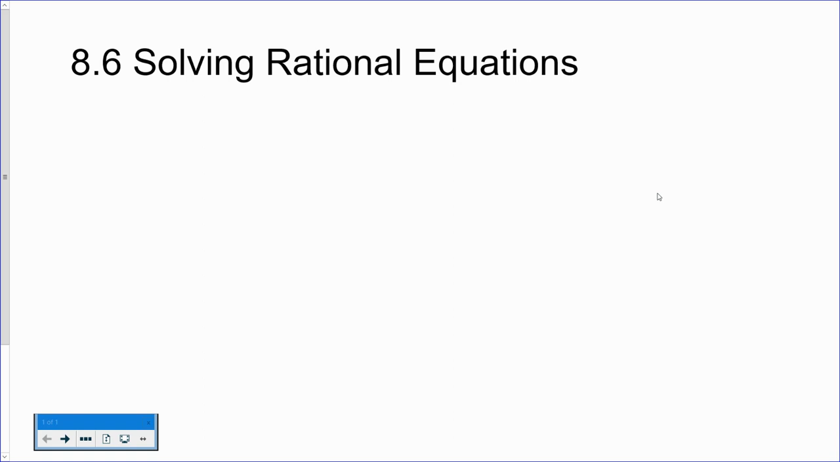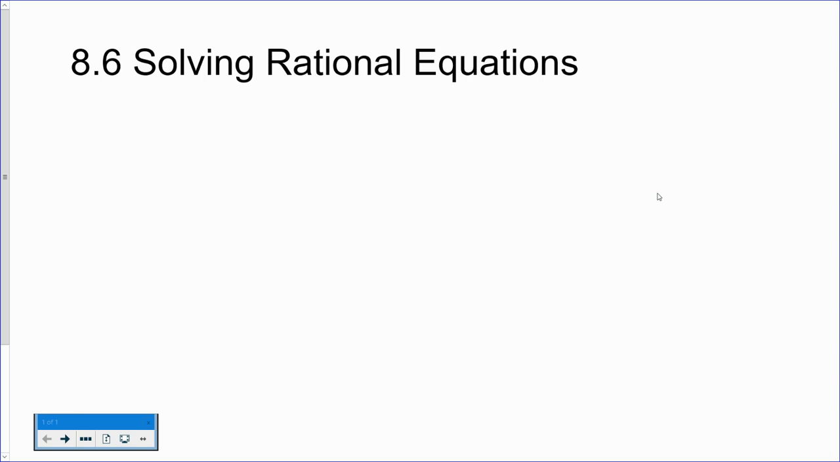Okay, today we're going to do 8.6, solving rational equations. So we've worked with a lot of rational expressions so far. An equation will have our equal sign, we'll be solving for our variable, and we're going to have at least one rational expression within those equations.